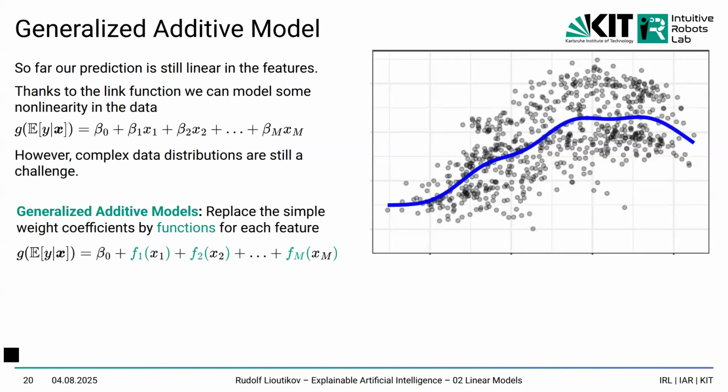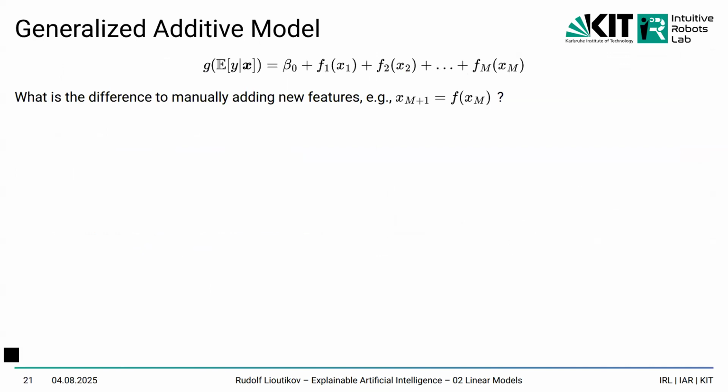So the idea is that we have the different functions. Where's my cursor? We have the different functions here and we add them up. So it's a generalized additive model. And f we usually refer to as the smooth functions.